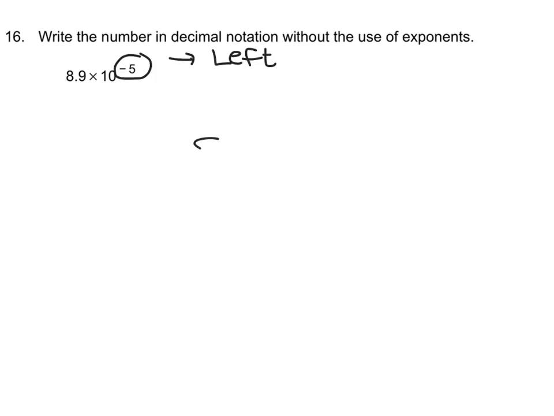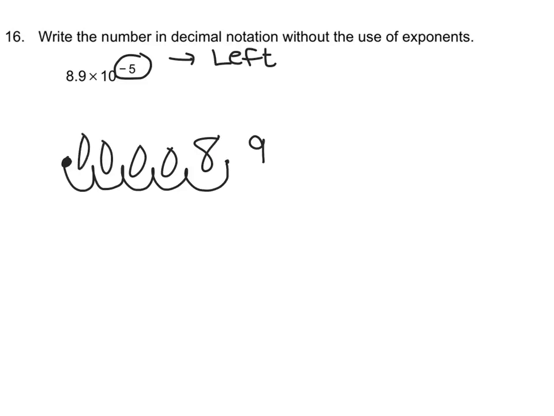So first you'll write your decimal, 8.9, then locate the decimal, and we're going to move 5 places to the left. 1, 2, 3, 4, 5. Place the new decimal point and then fill the spaces with zeros. So our new number is 0.0000089.